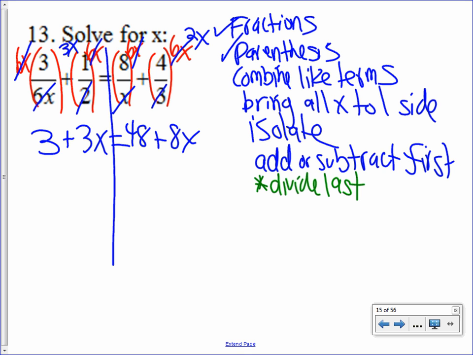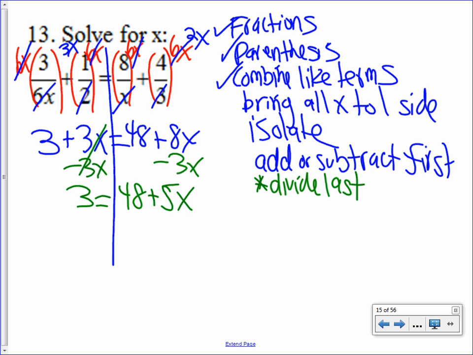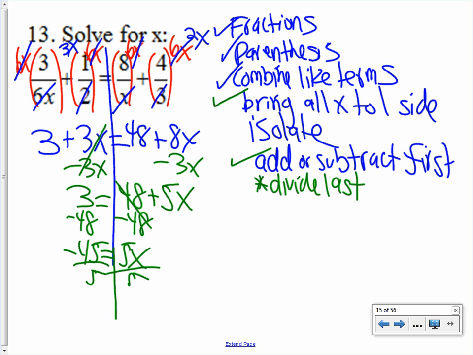Parentheses, no parentheses. Combine like terms, I can't. Bring the x to one side, I have to do that. I bring the smaller one to the bigger one. Isolate. In order to isolate, I add or subtract first. Minus 48, minus 48. That gives me negative 45 equals 5x. Divide last, divide by 5, divide by 5, x equals negative 9.